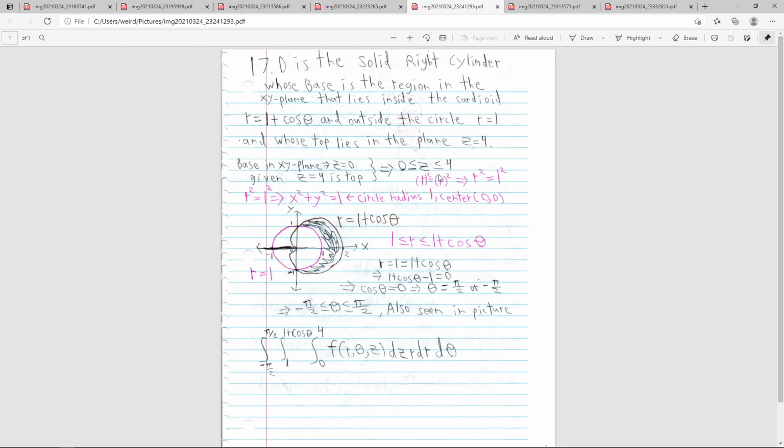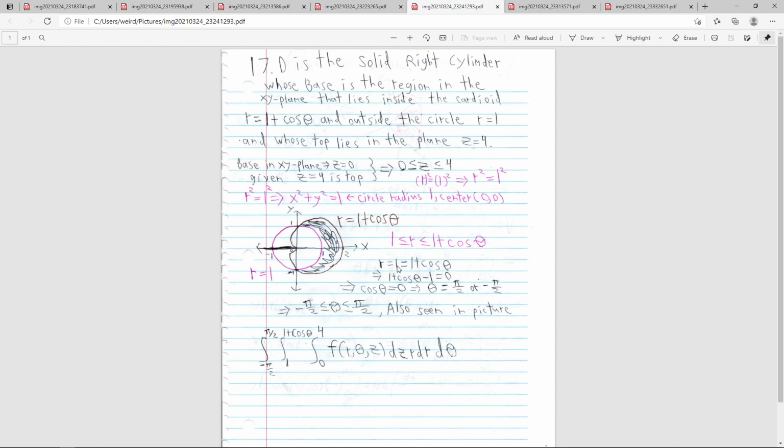So r equals 1, you can square both sides to get r squared equals 1 squared, which implies that x squared plus y squared equals 1. So it's a circle of radius 1, centered at 0, 0. And r equals 1 plus cosine theta, you can graph these both in a calculator, graphing software, whatever. And the region is where it's outside the circle and inside the cardioid. So now I'll give you your r values: 1 is less than or equal to r, less than or equal to 1 plus cosine theta, as read from the graph.